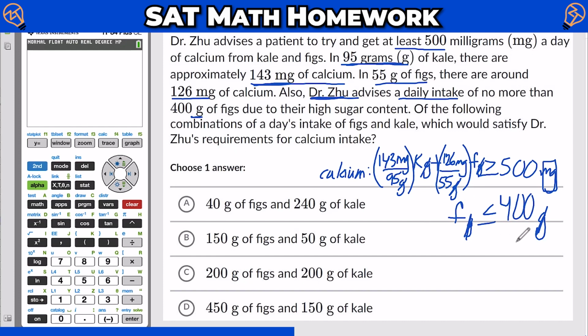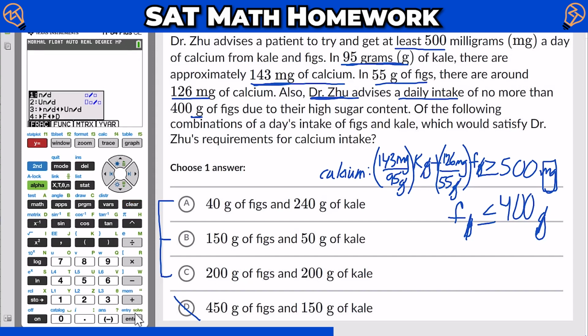Now, right away, the easier of the two is the fact that F should be less than or equal to 400. So in which of these is the fig intake greater than 400? Well, only in option D, but at least we could eliminate that one and get it to a 1 in 3 chance for ourselves. And now we can really just start plugging things in to see which one satisfies this top linear inequality. So we'll go ahead and type in, and I would use alpha y equals to make it an exact fraction and not do any rounding.